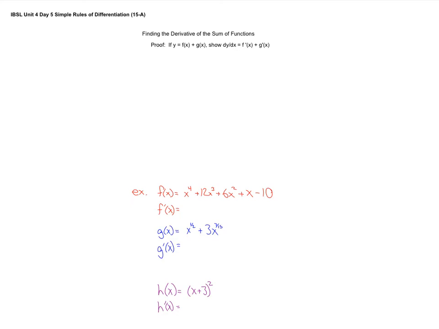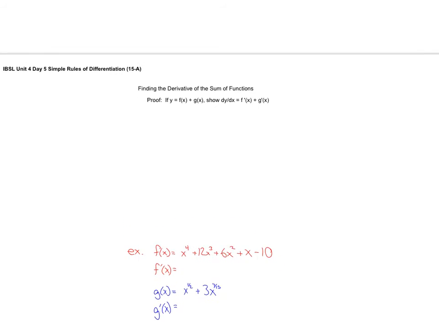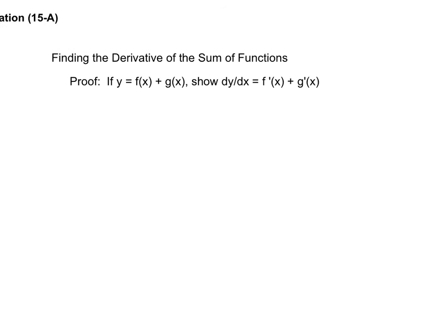Alright, so as I said, let's take a look at the derivative of a sum function. If y is the sum of two functions, then show that the derivative of y with respect to x is f prime of x plus g prime of x. Alright, so let's take a quick look at this, and I'm going to start with our first principles here. Any proof of any of these has to start with first principles.